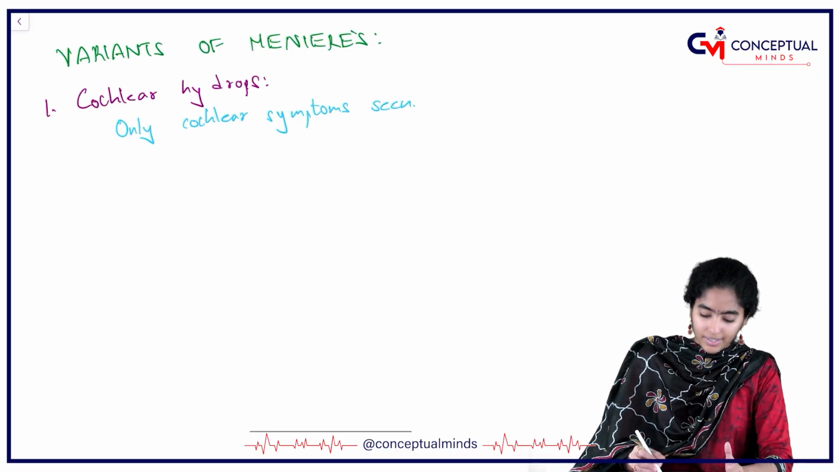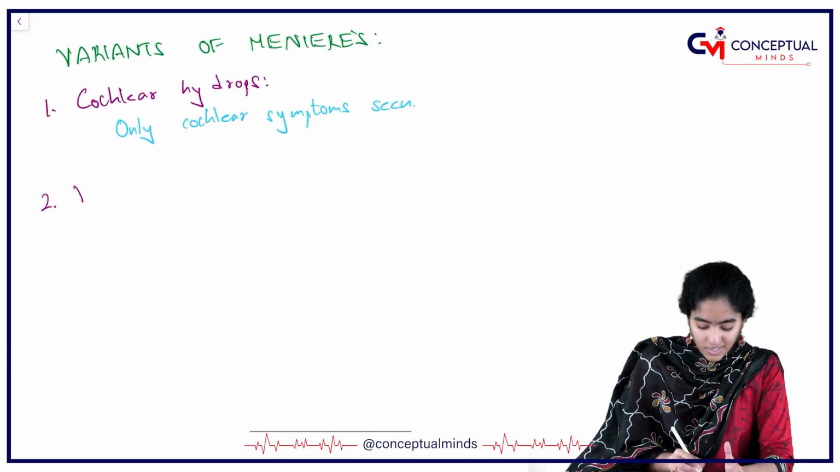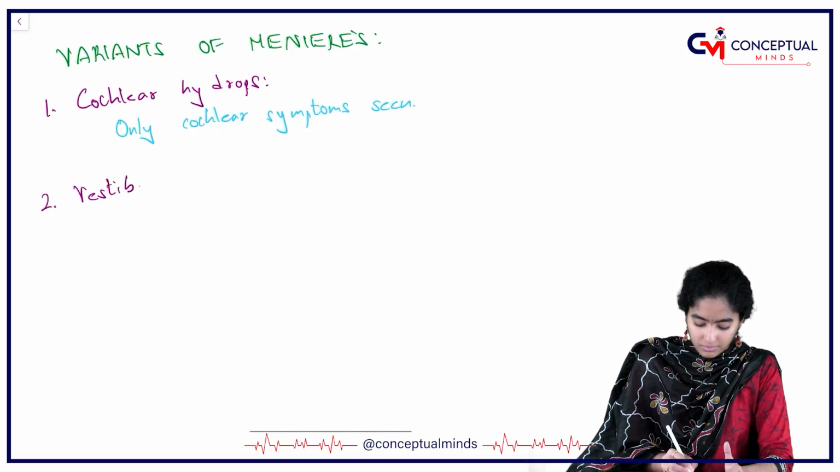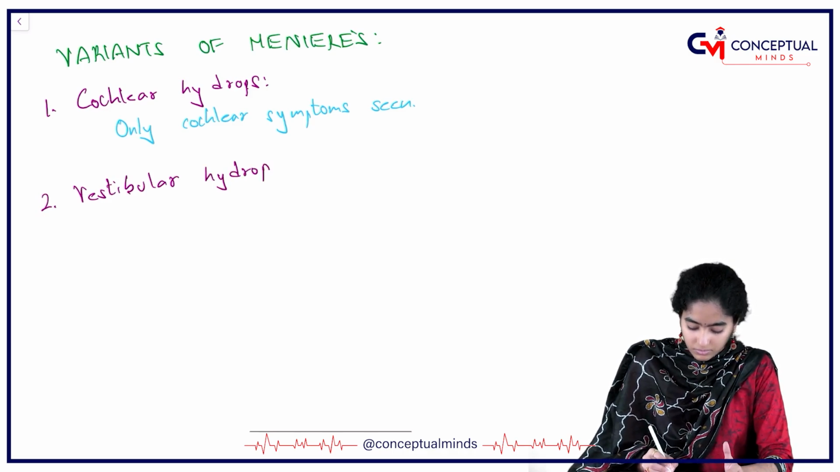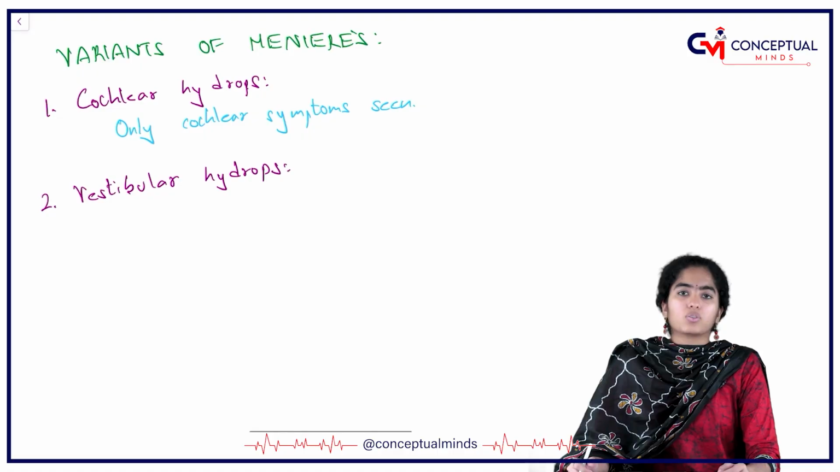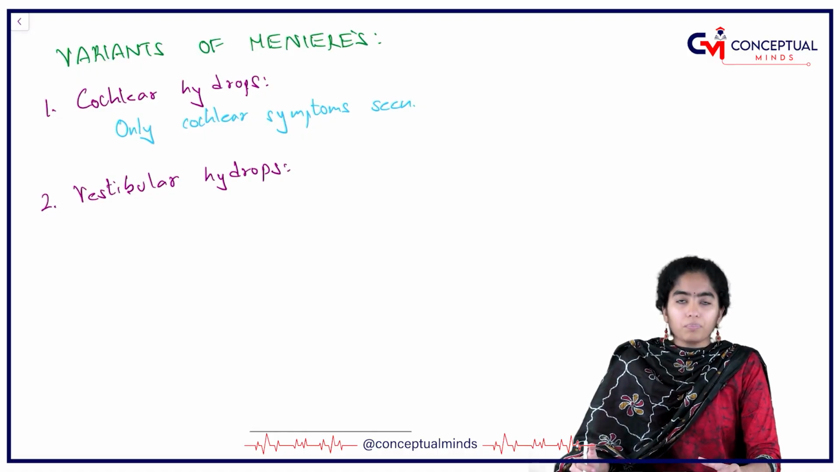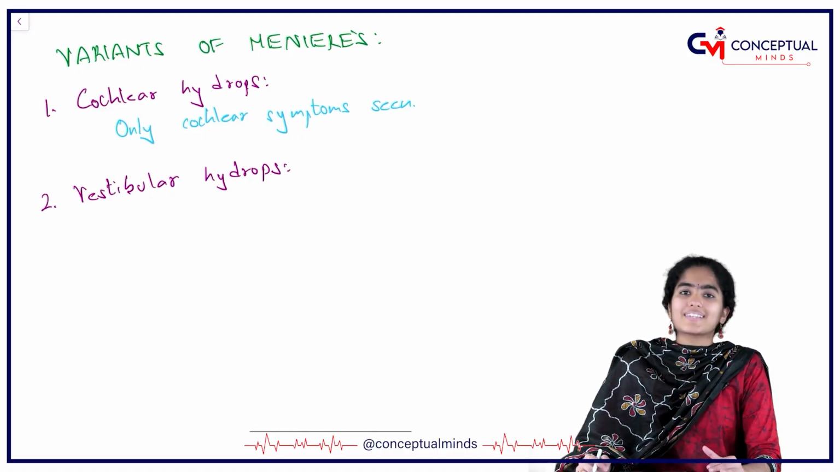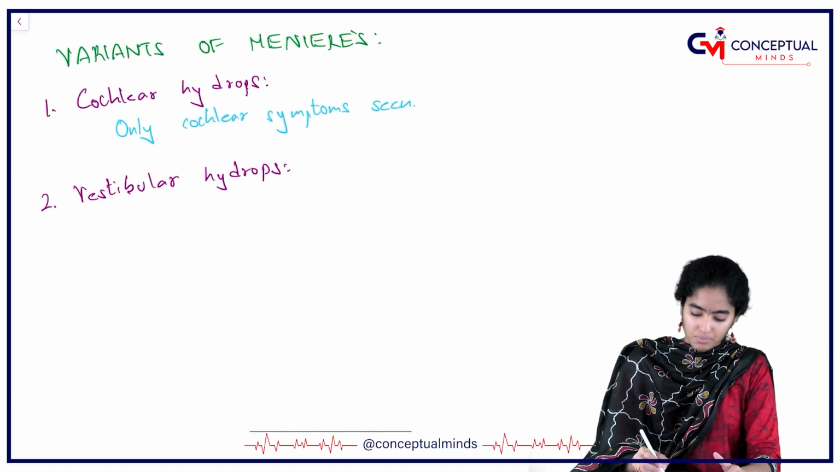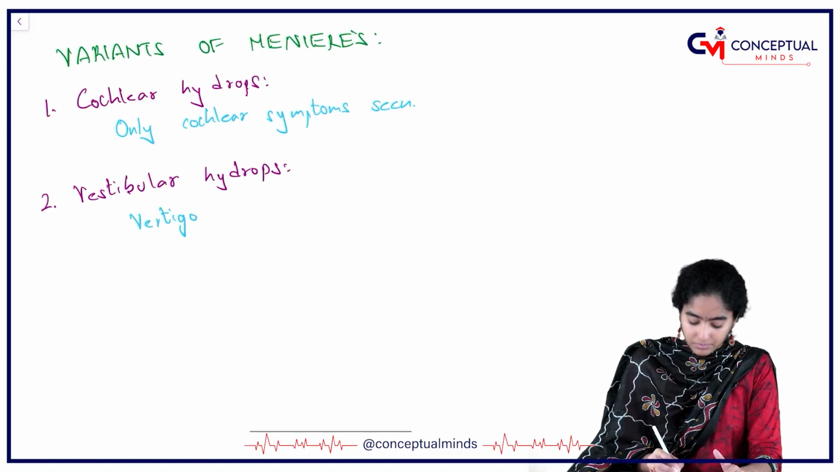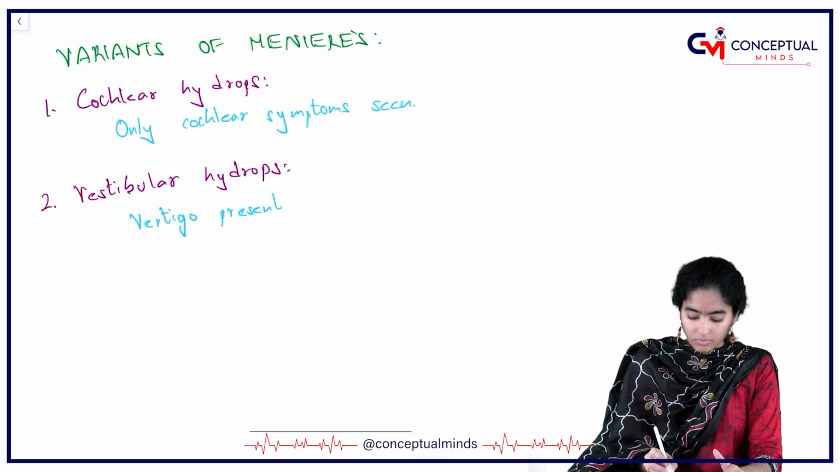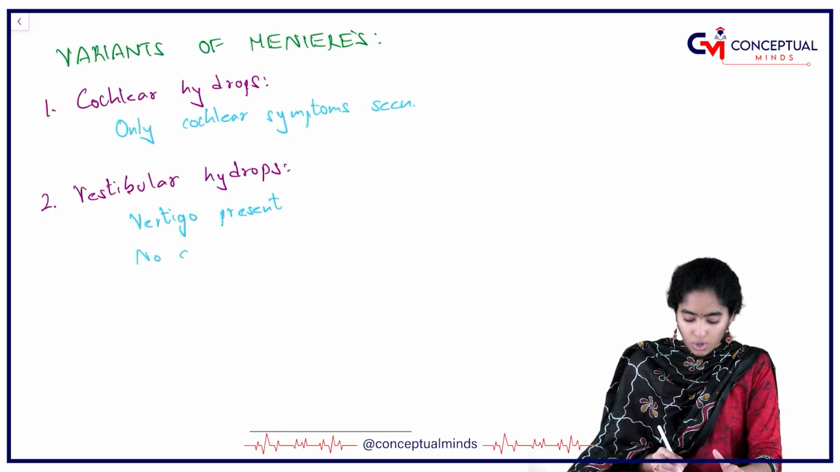The second variant is vestibular hydrops. In this, the patient gets those typical episodes of vertigo, but the cochlear function is absolutely normal. That is the vestibular type of hydrops. So vertigo is present, but no cochlear symptoms.